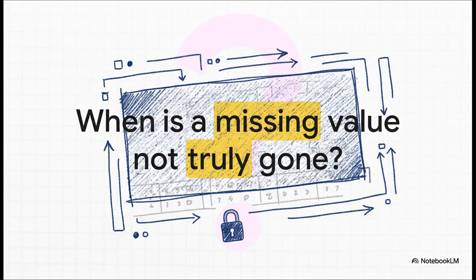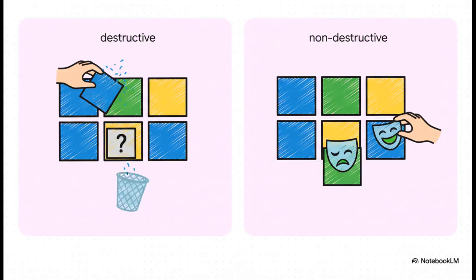So let me ask you a question to set this up. When is a missing value not actually gone? What if you can mark something as missing but without actually deleting the original number? Sounds a little weird, right? Well, there's a way to do it. This slide gets right to the heart of it.